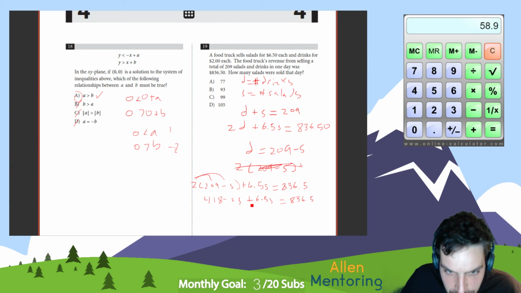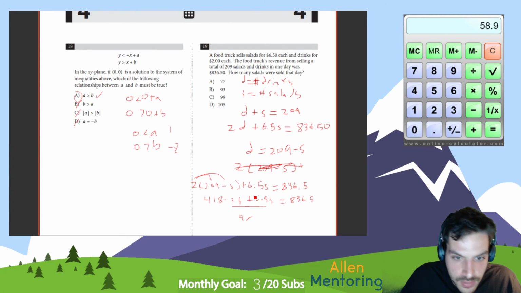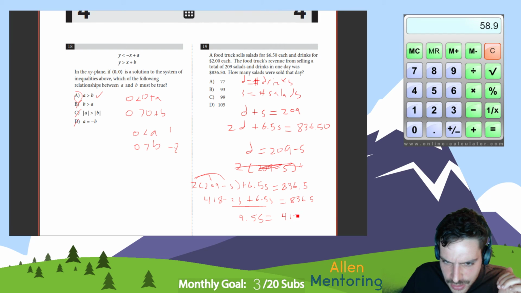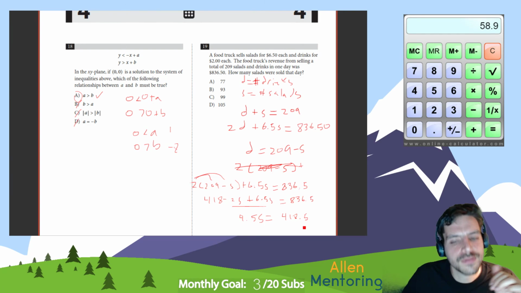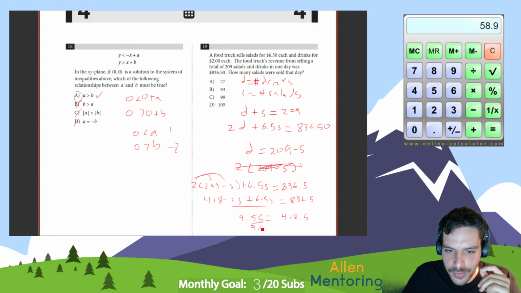All right. And now what's 418 minus 2s plus 6.5s? If we want to combine these two right here, it's going to be 4.5s. And then we're going to subtract 418 on both sides. So what is 836.5 minus 418? Let's not mess this up. I believe it's 418.5. I think that's right. And then we're going to divide this by 4.5 on both sides. Bam, 4.5.